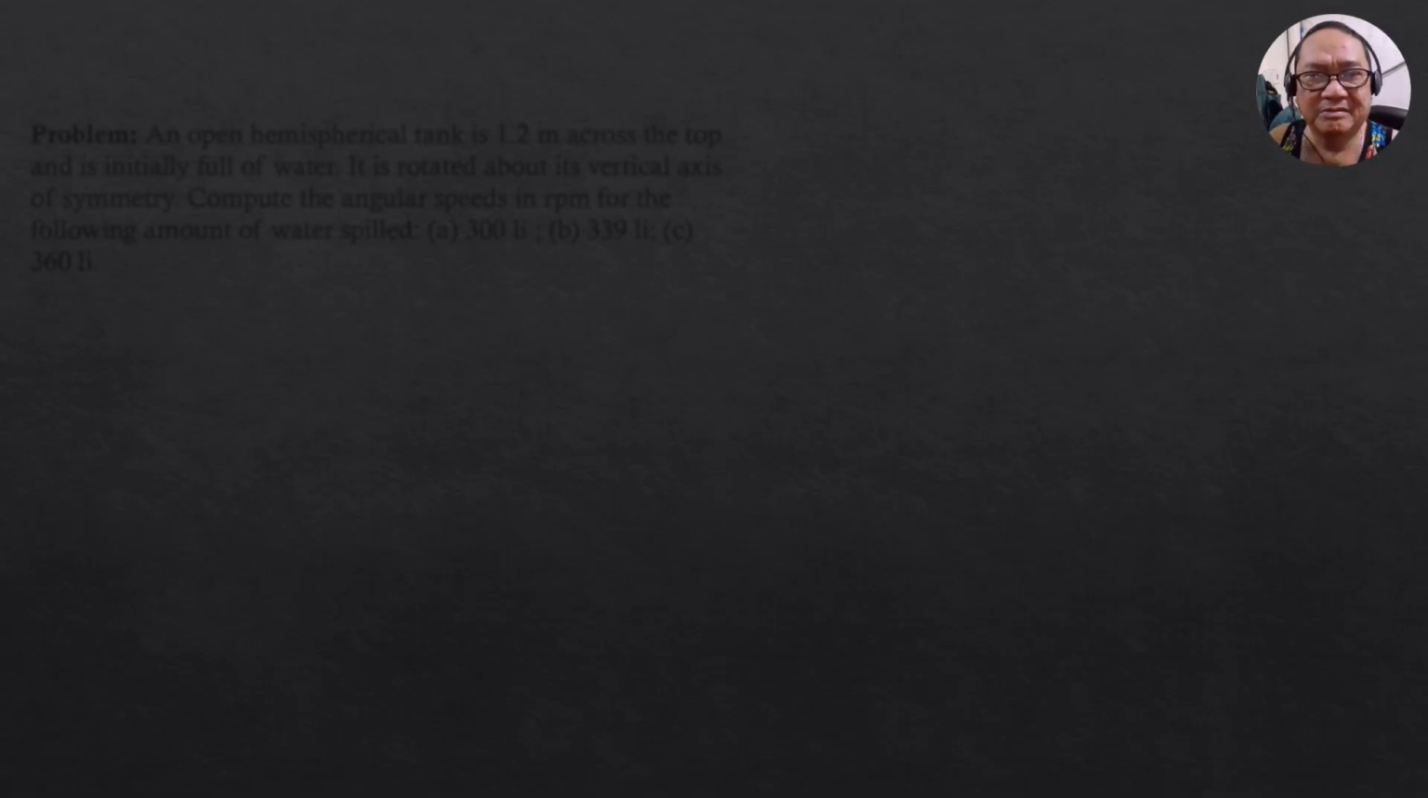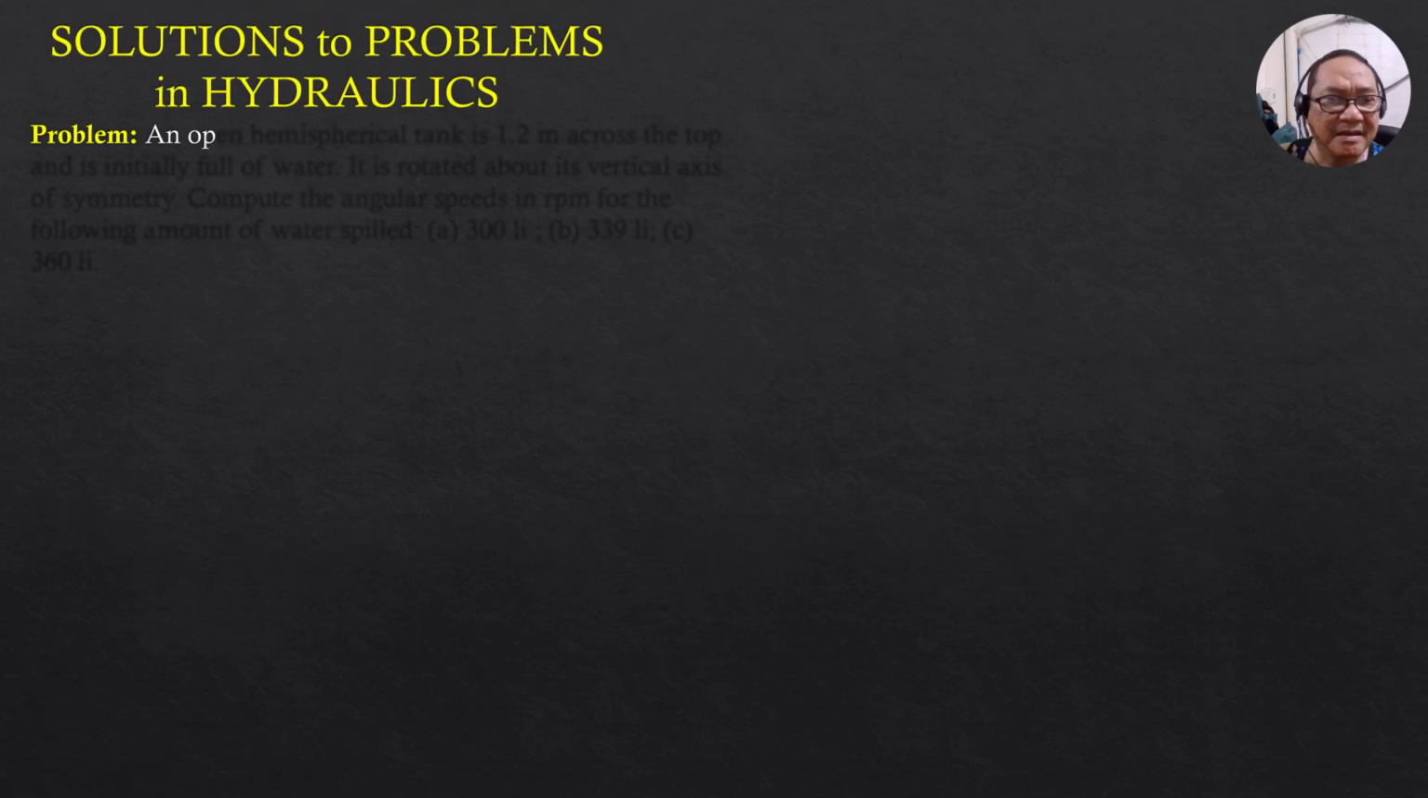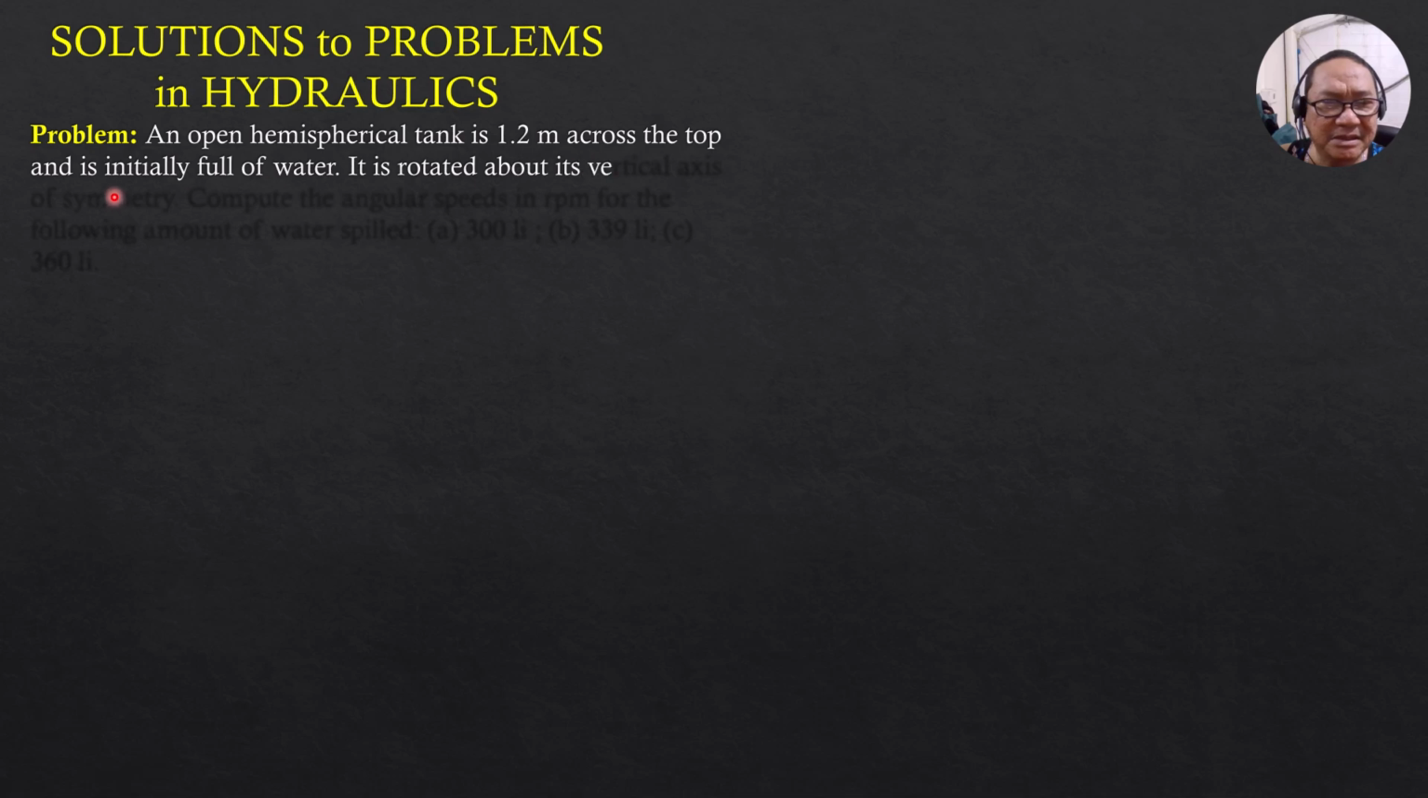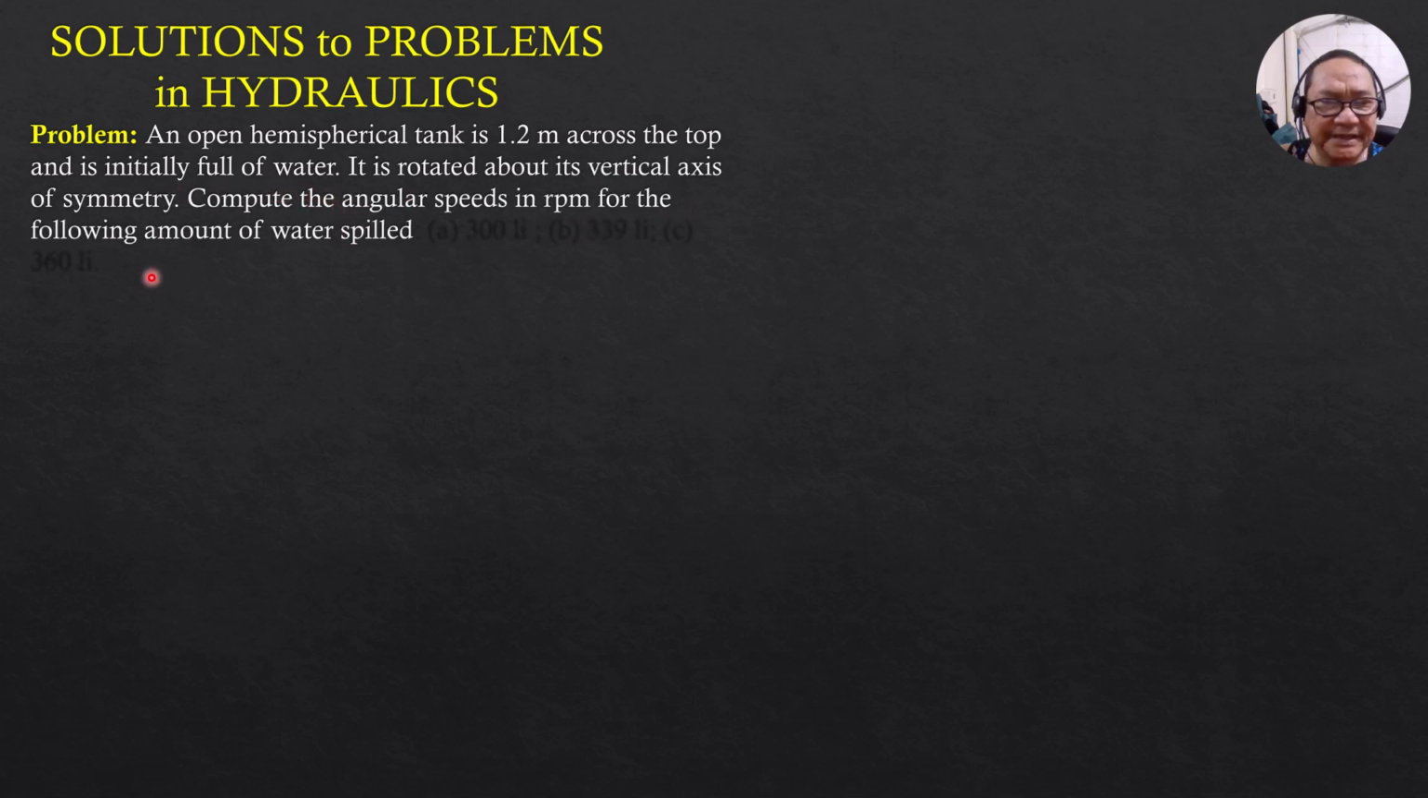So here we go. This is the problem. An open hemispherical tank is 1.2 meters across the top and is initially full of water. It is rotated about its vertical axis of symmetry. Compute the angular speeds in revolutions per minute for the following amount of water spilled. Part A, 300 liters, B, 339 liters, and C, 360 liters.